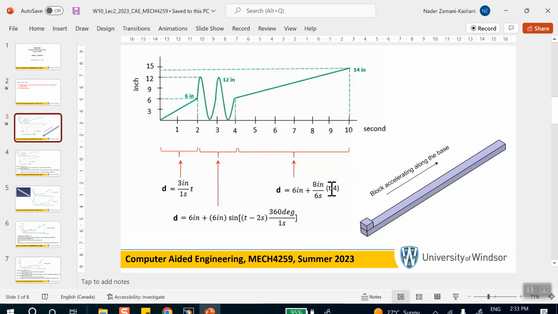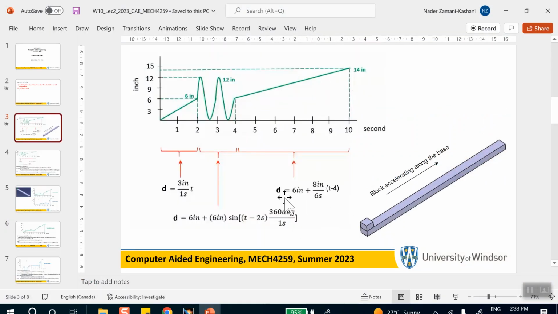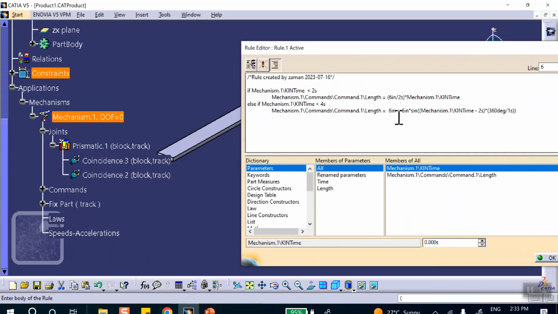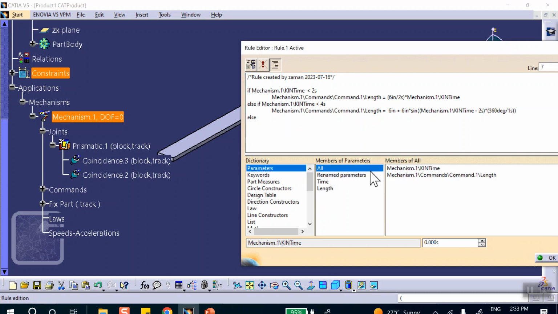And there's a mistake here. This should be 4s. So let's go ahead and do that. Wait a minute. It is, yeah, that's correct. Yeah, that was a mistake. It should be 4s. Okay. So let's go ahead. Else, we don't need any condition on time anymore because we know that it's past 4 seconds.